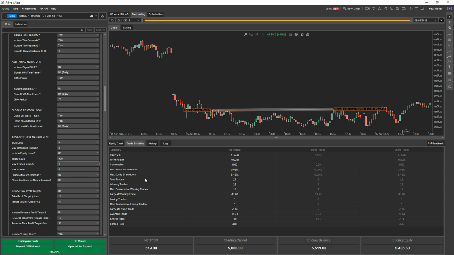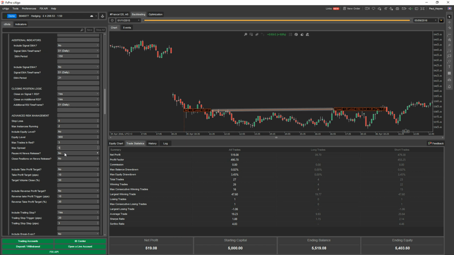Max trades in red. It means if it keeps retracing, opening up positions, and they're in the red, it will stop when it gets to 3. If all of a sudden 2 positions go in profit, but one ends in the red, it'll open up another one. So it's stating that it won't allow you to have so many positions in the red. Max spread, that's self-explanatory. It just doesn't open up a position if the spread size is too large. You don't want to be opening up if the spread's like 20 pips or something like that.